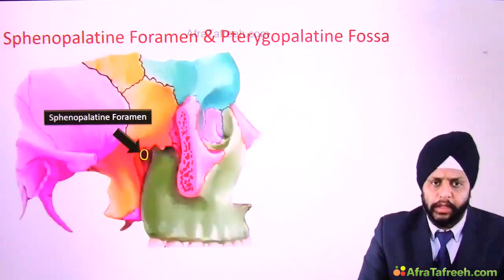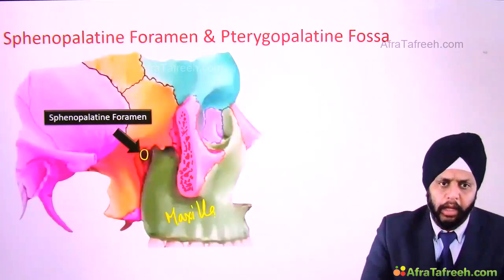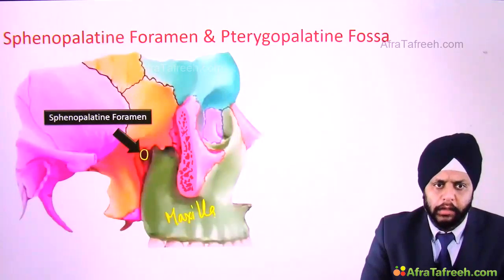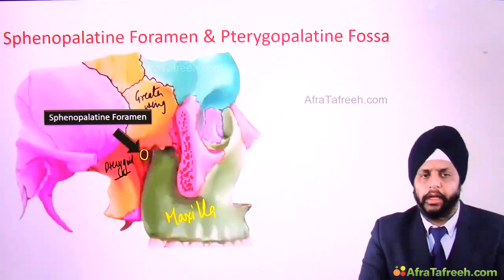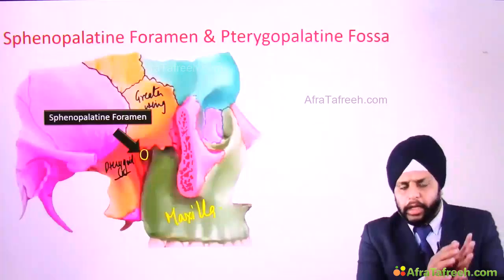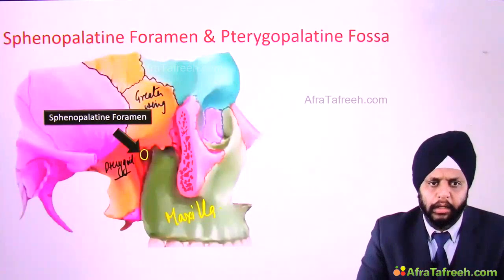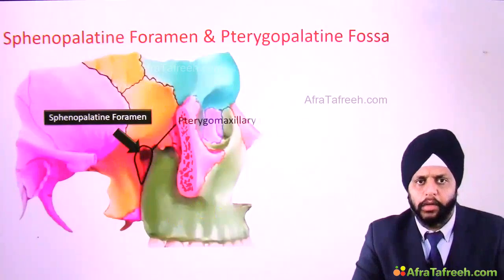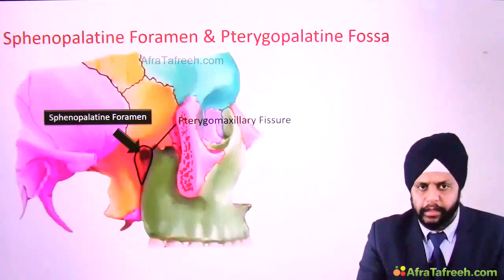Now let's see what this is. We have the maxilla over here. Okay, and we have the sphenoid bone. This is the greater wing of sphenoid. This is the pterygoid process of sphenoid. Now between the pterygoid process and the maxilla, you can see over here we have a pterygomaxillary fissure. So that opening is known as the pterygomaxillary fissure.